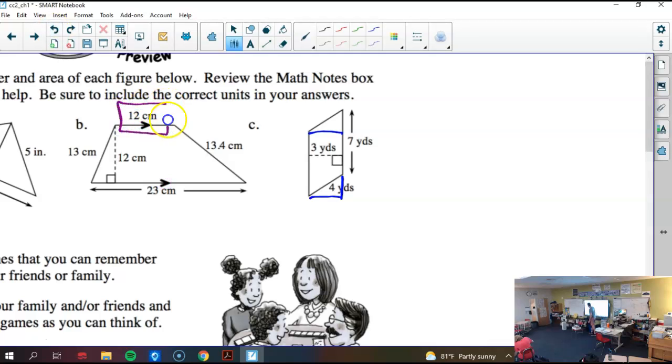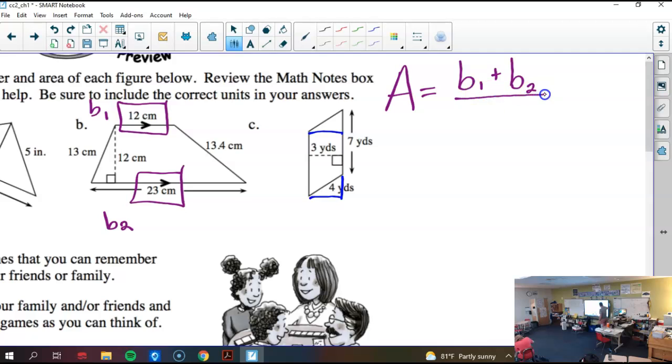So 12 is my one base, 23 is my other base, often called B1 and B2 when we look at the formula. I'm going to write out the formula first and then start filling stuff in. There are a couple different ways to write this, but this is my favorite way: add the bases together, divide by 2 because that gets our average, and then we multiply by our height. So base 1, I like to use the small one.